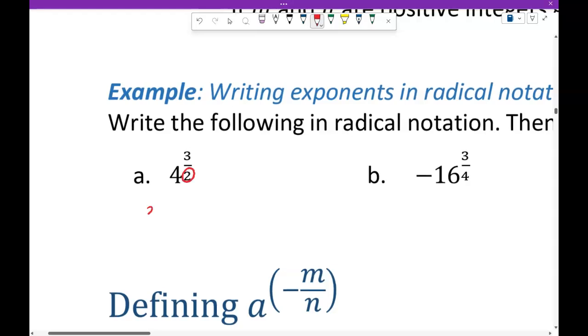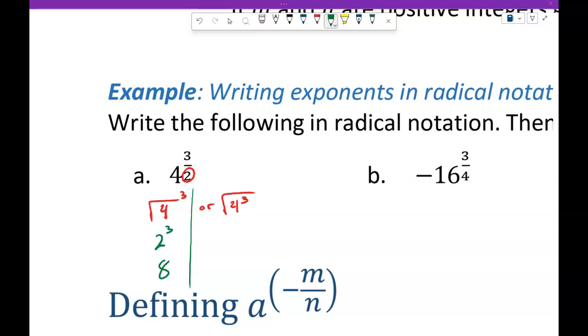So our index is 2, so we have a square root of 4 raised to the third power. We could also write it with the 4 inside the radicand. Either one is fine, but the one on the left is going to be easier to solve. The square root of 4 is 2. 2 to the third power is 8.